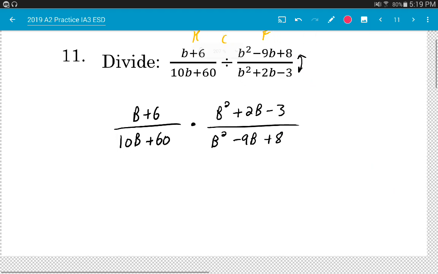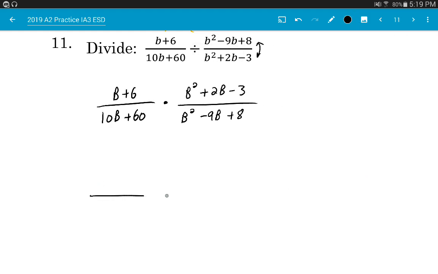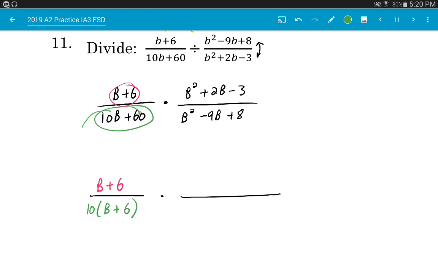Now once again, we're going to factor everything. Give myself the setup first. Fraction times fraction. b plus 6 is already factored. There's nothing I can do with that. 10b plus 60, those can both be divided by 10, leaving me with b plus 6. I can pull a 10 out from both of them.